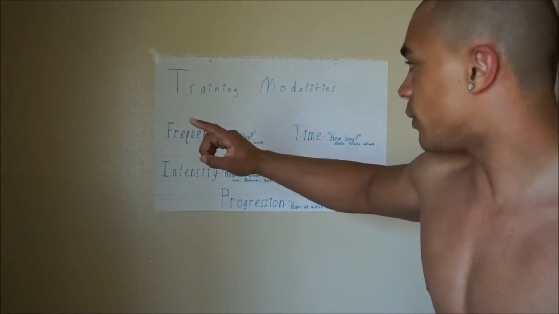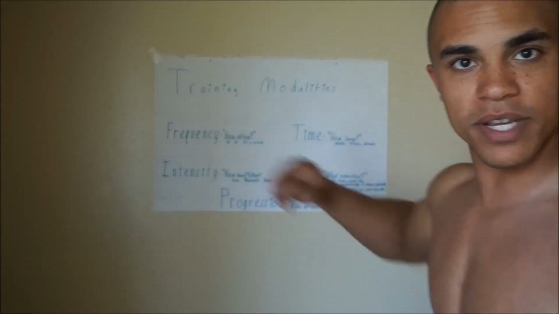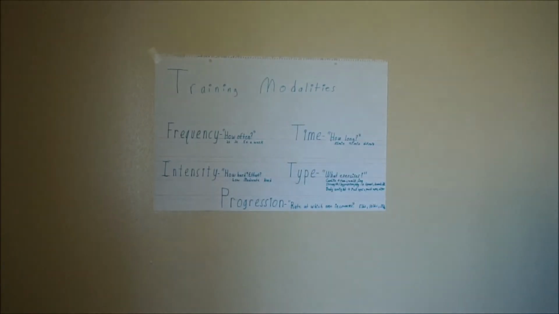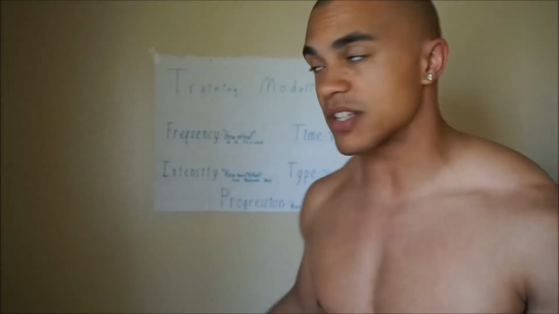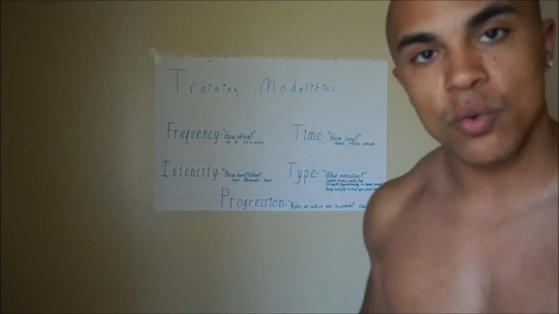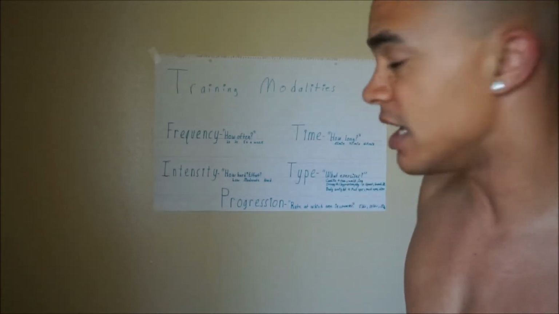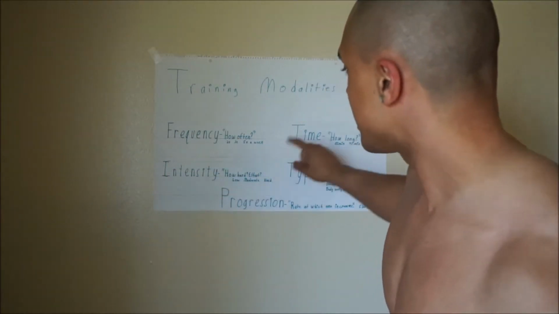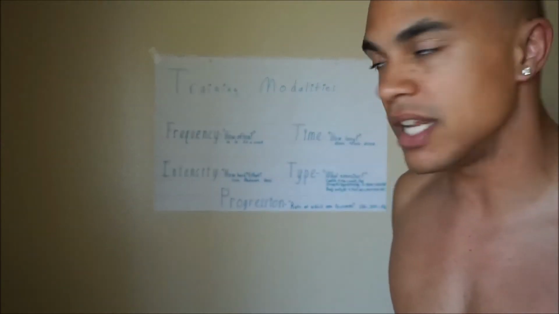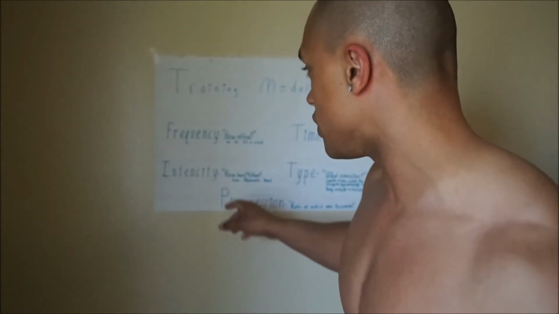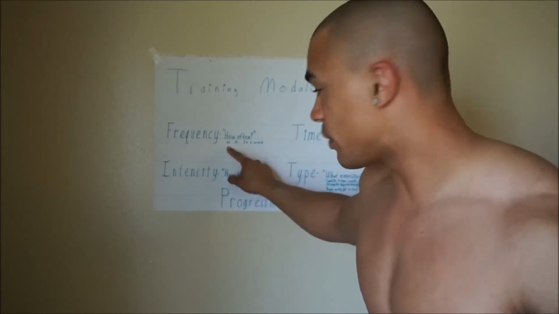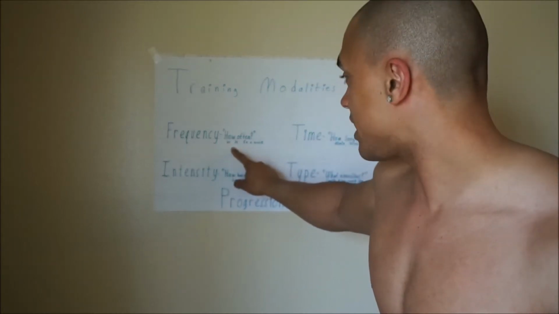So we're going to start off with right here. You can read that. That says frequency. Now, what does frequency mean, and how do we manipulate that? Because all of these training modalities we're going to be able to manipulate. So we have frequency, intensity, time, type, and progression. So starting with frequency, what is frequency? Frequency is how often you go. So right there beneath it, I have written down 2 times, 3 times, 5 times a week. So frequency is pretty simple.